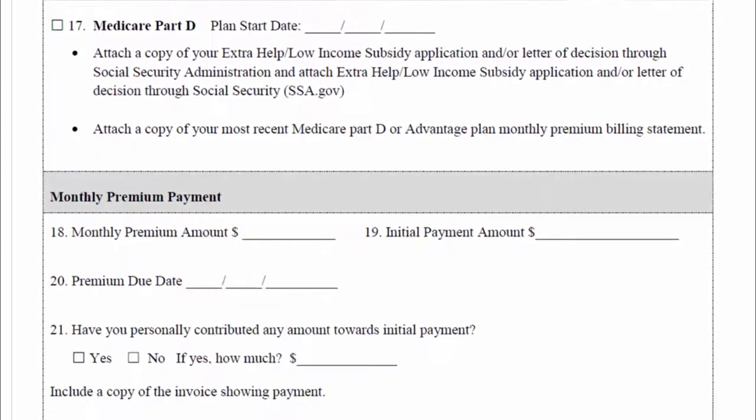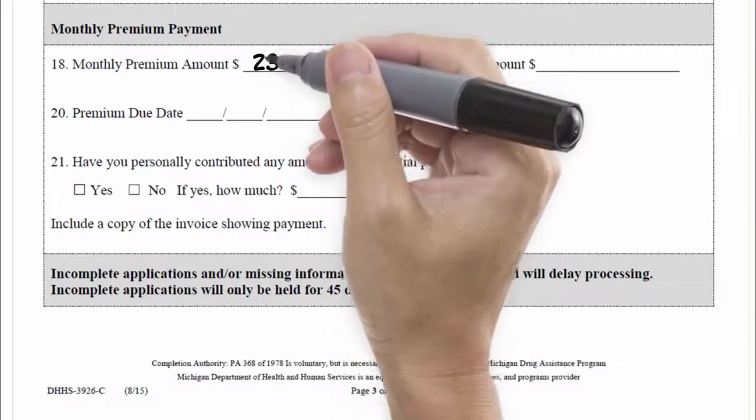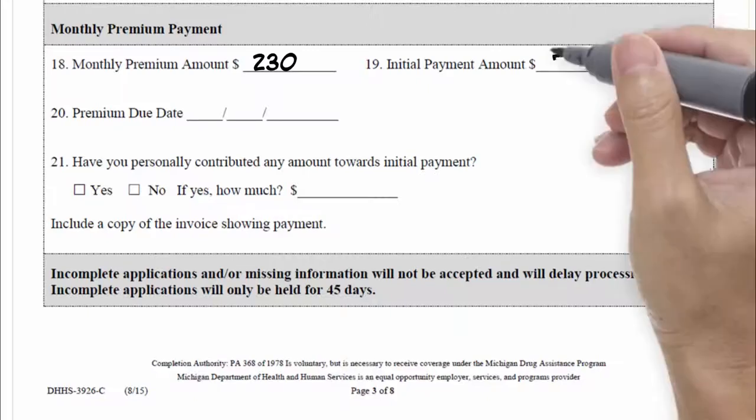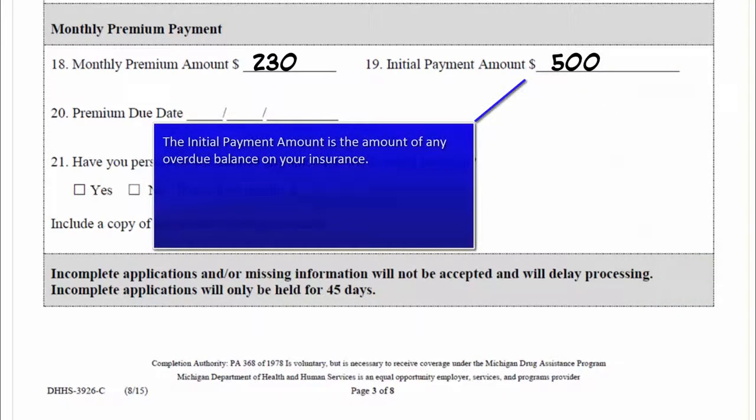The next section is where you provide information about your monthly premium. For number 18, write in your monthly premium amount on the space provided. For question 19, write in the amount of your initial premium payment. For example, if you have an overdue balance or your insurance will be retroactive, the initial premium payment amount will be the amount that covers those additional months.